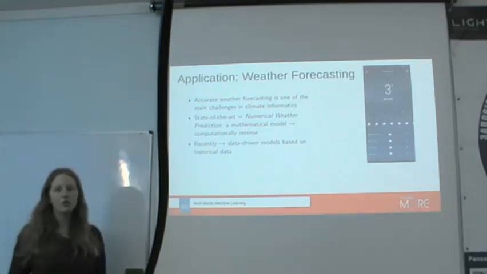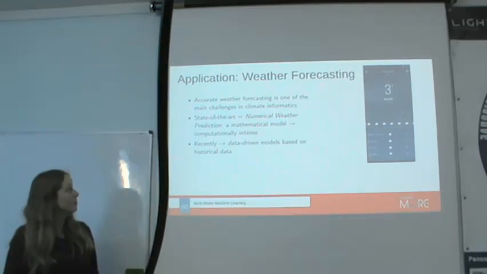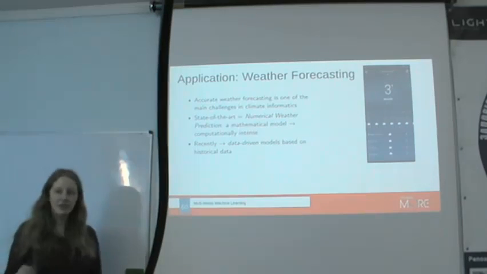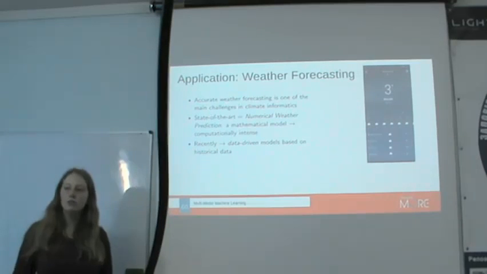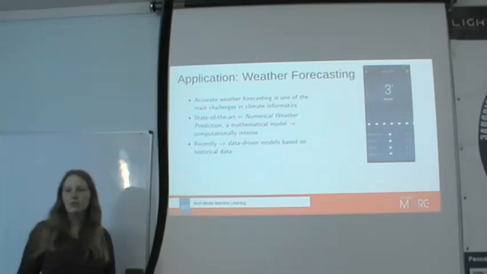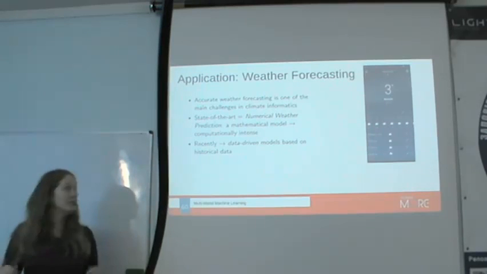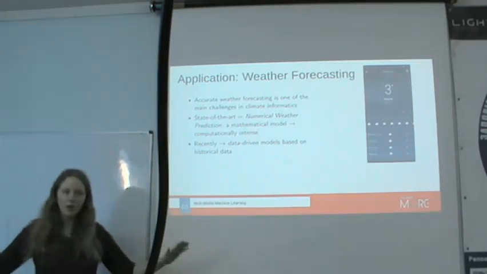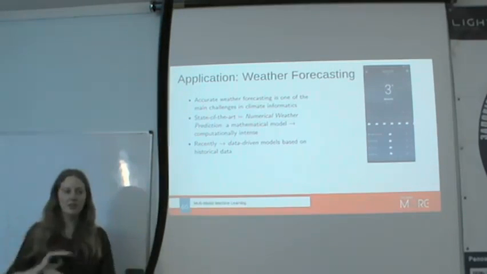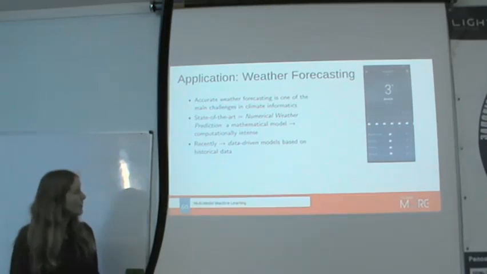The state of the art, so what's used now also by Google and all these things, is numerical weather prediction. That's a mathematical model. It uses all the information that we have, all the physical information. It uses things like if the pressure is there, then it might rain, and all these things. It's a very long mathematical model. It's very computationally intense, so it's hard to run.